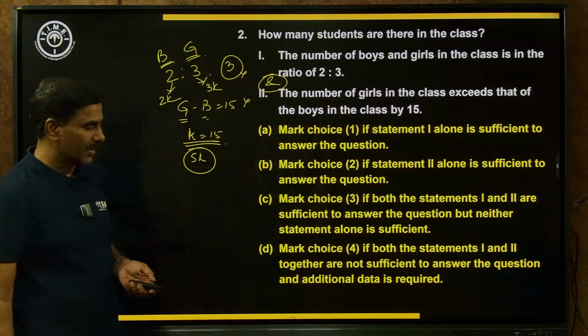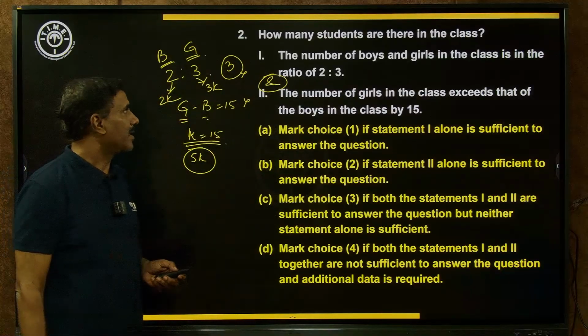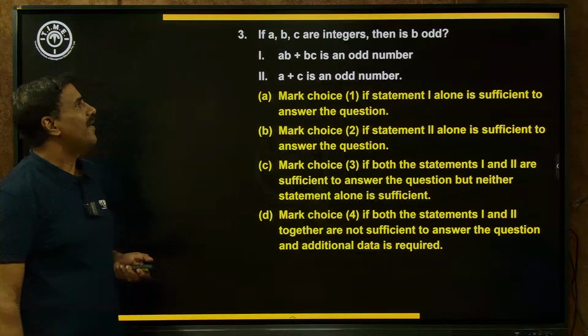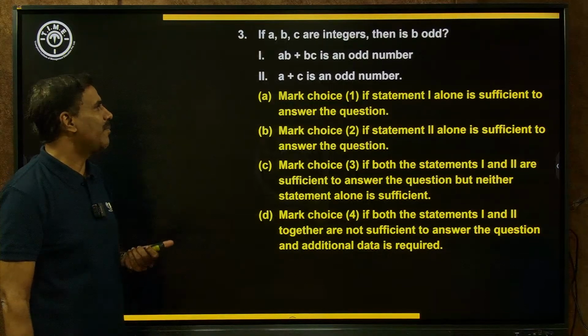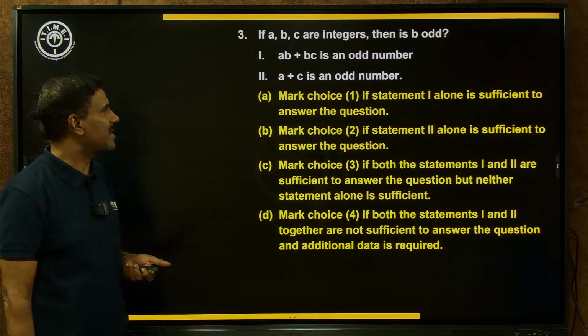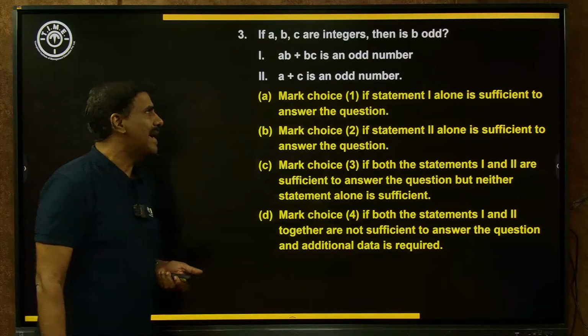One more easy question, that is what I mentioned at the beginning. Right. Let's look at the next one. If A, B, C are integers, then is B an odd number or not is the question. What is the first statement's data? AB plus BC is an odd number.